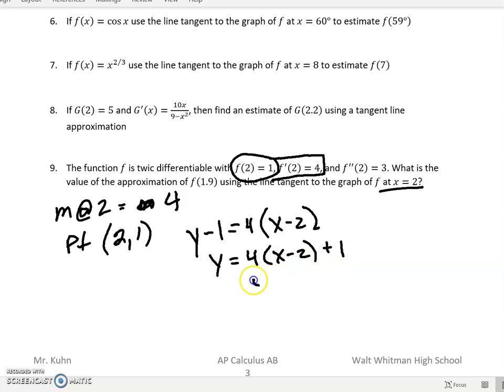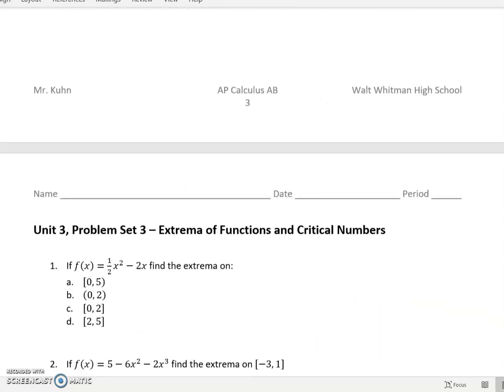So then when I plug in something like 1.9, I can do this without a calculator. This is negative 0.1 times 4, which is negative 0.4 plus 1, or 0.6. Like you can handle that. Okay, so linear approximation should be pretty easy.